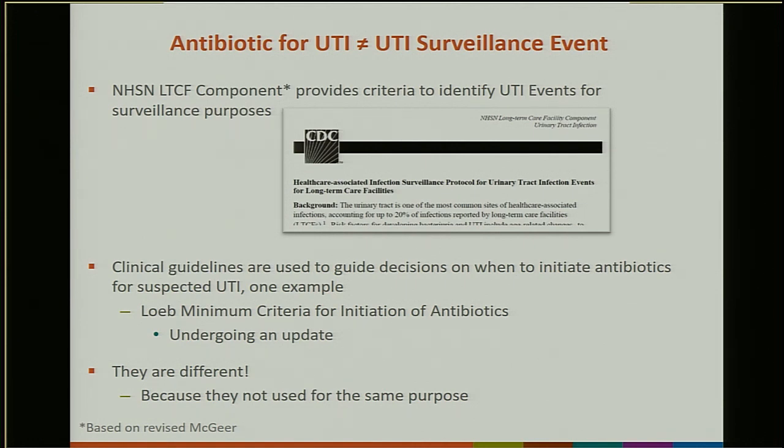The NHSN and the revised McGeer criteria are used for standardized infection surveillance purposes and allow us to compare within facilities over time or compare facilities to one another. The clinical guidelines that are used to inform decisions about initiating antibiotics are really about treating individual patients or residents within a facility and are not intended to be for standardized infection surveillance purposes.